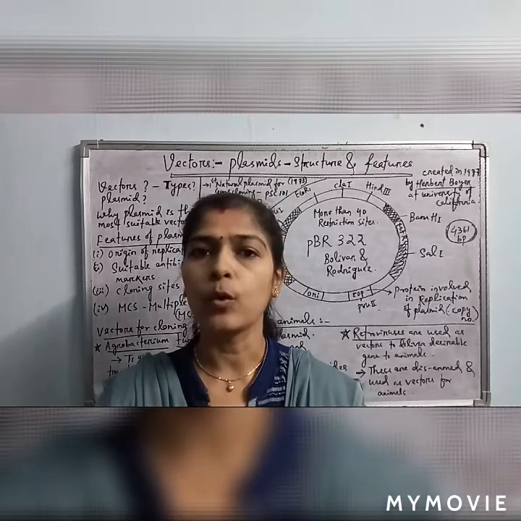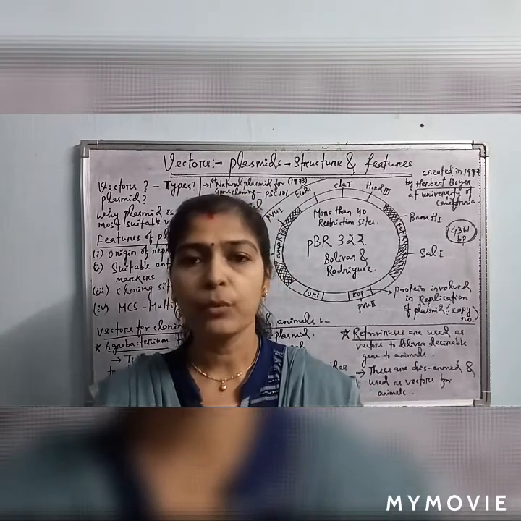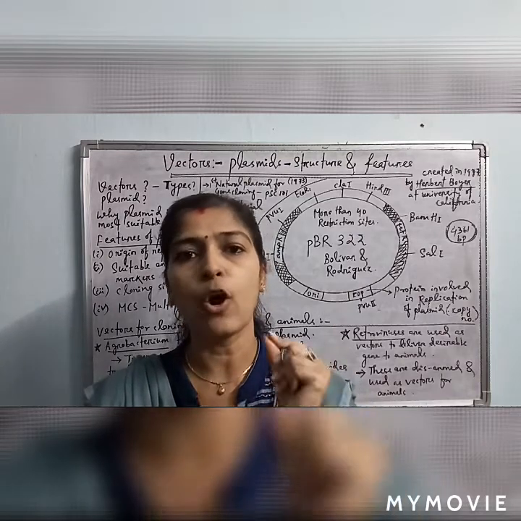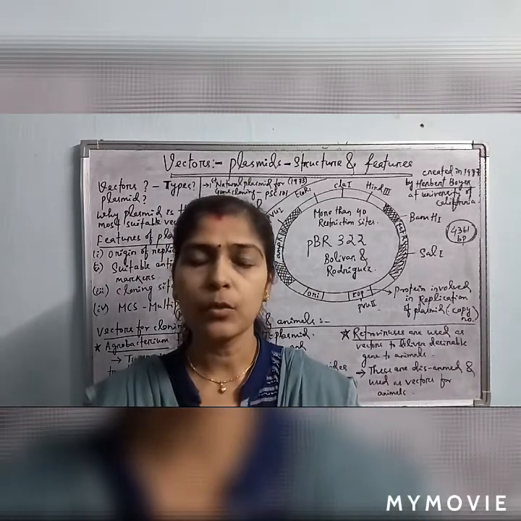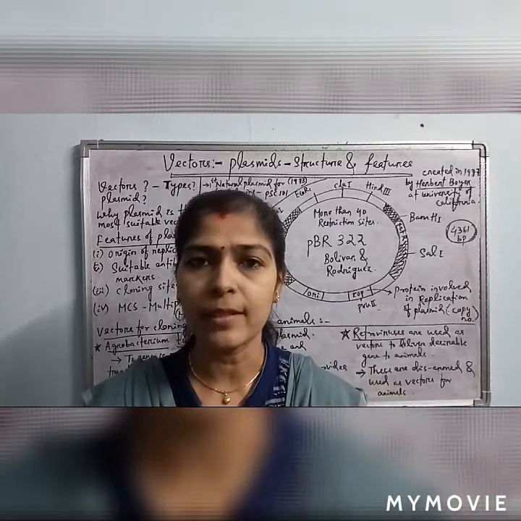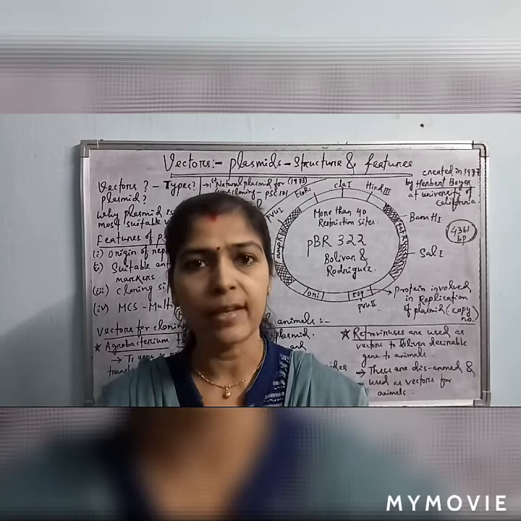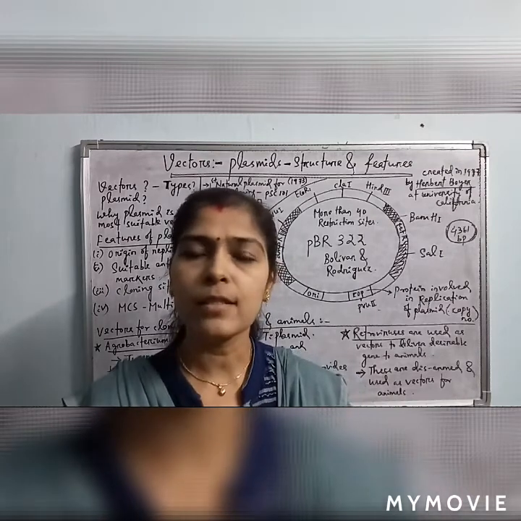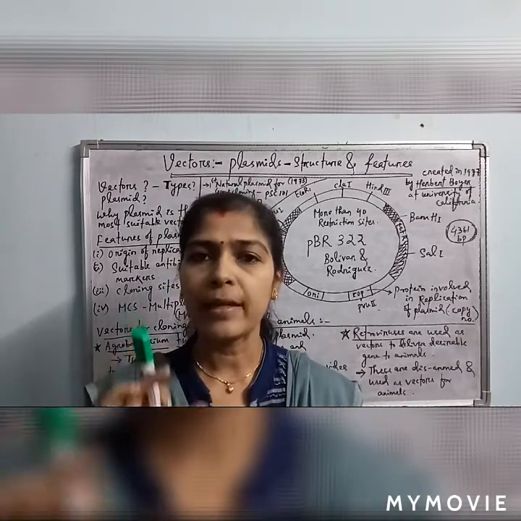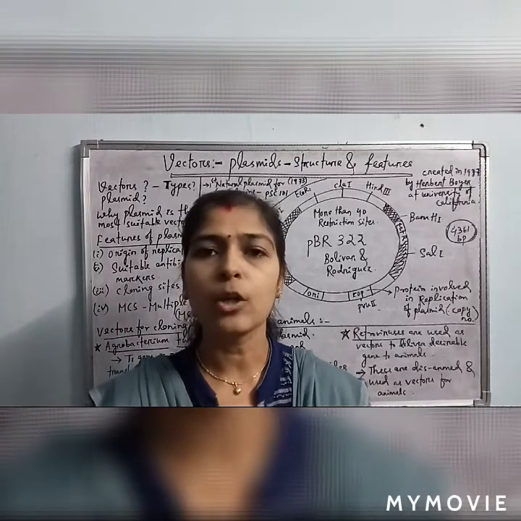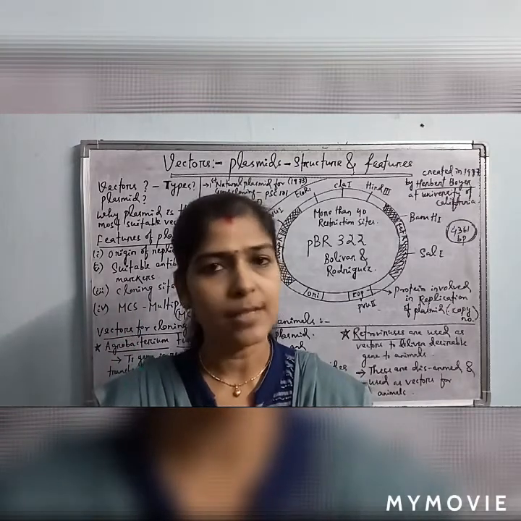So there must be an origin of replication site from which the replication of the plasmid will automatically start, because plasmids do not depend upon the chromosomal DNA or the nucleus of the bacteria for their own multiplication. So there must be the origin of replication in the plasmids. This is the ori site from which the replication of the plasmid starts to increase the copy number, the number of plasmids inside the bacteria.